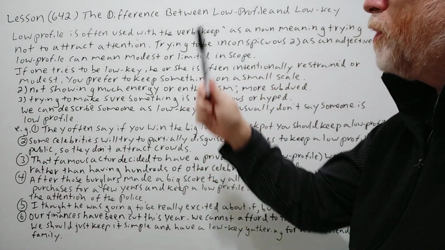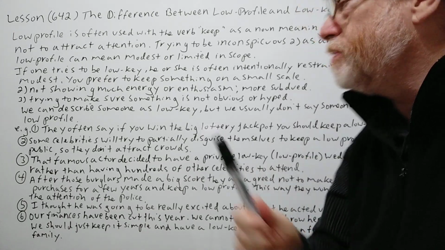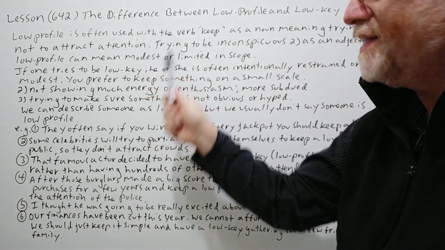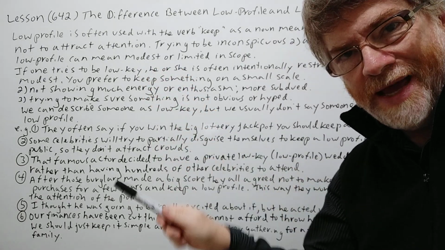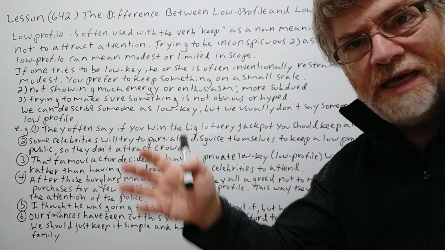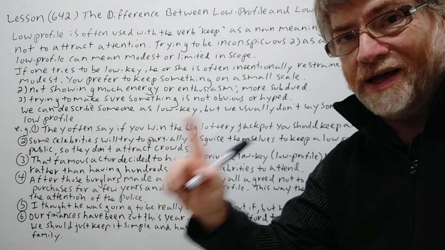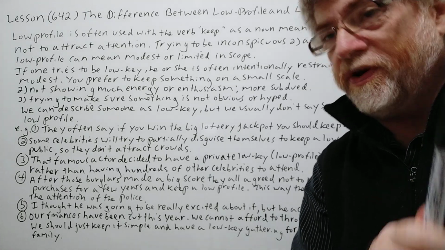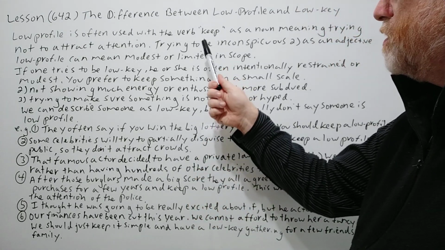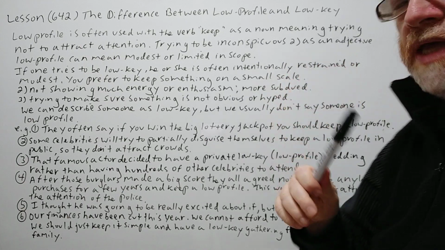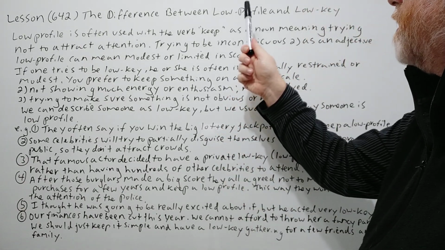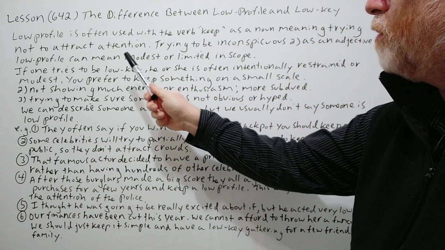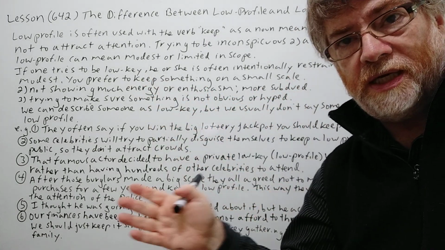Low profile is often used with the verb keep as a noun, meaning trying not to attract attention. So you use it with the noun, it really becomes like an idiom: to keep a low profile. In this case, we'll always be using profile. So we also say, trying to be inconspicuous. Low profile can be both a noun and an adjective. As an adjective, low profile can mean modest or limited in scope.